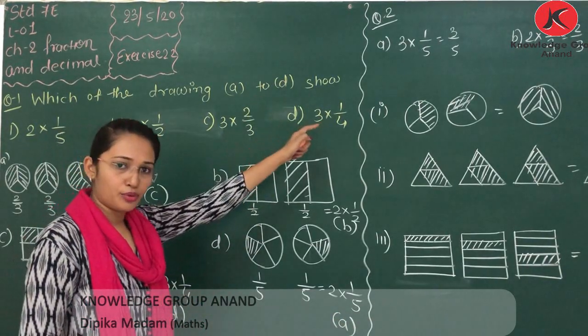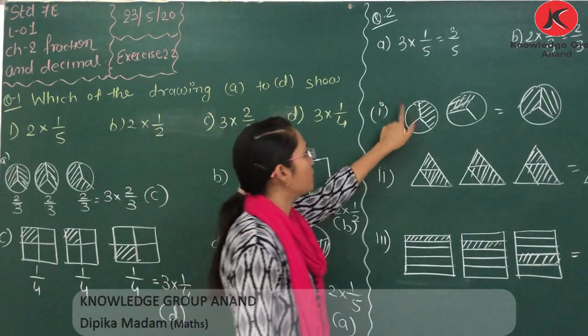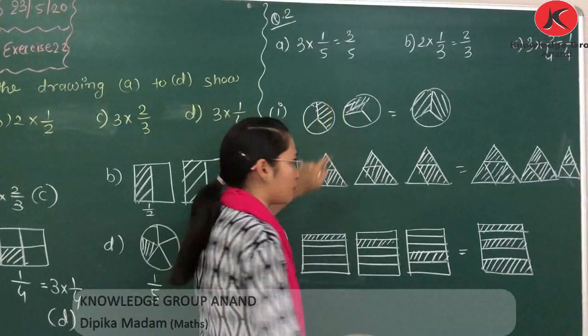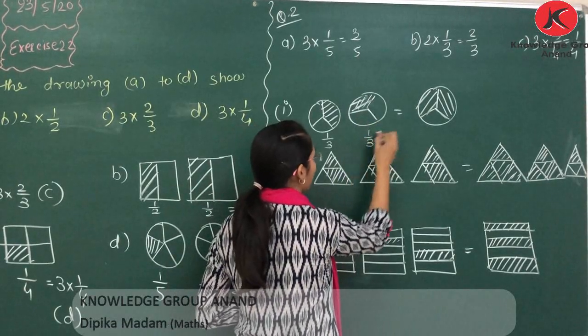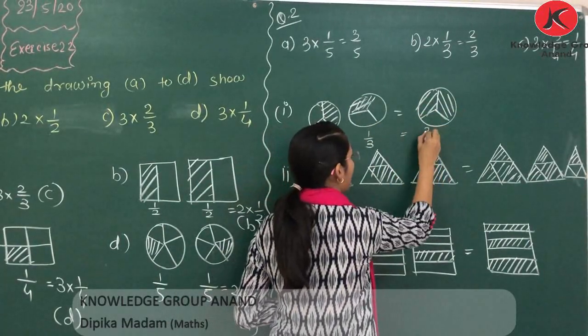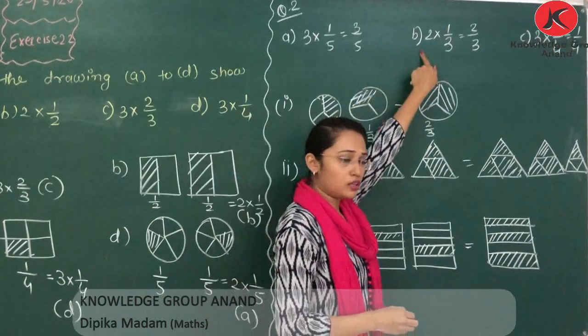Same, question number 2 is that you have to apply the fraction to the figure. So here, what is the fraction of this? It is 1 by 3. Here it is also 1 by 3. And this side becomes 2 by 3. So which is the option for this? Option B.